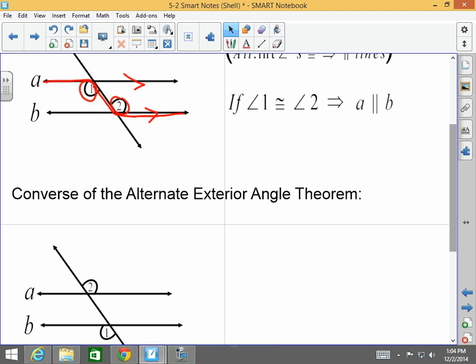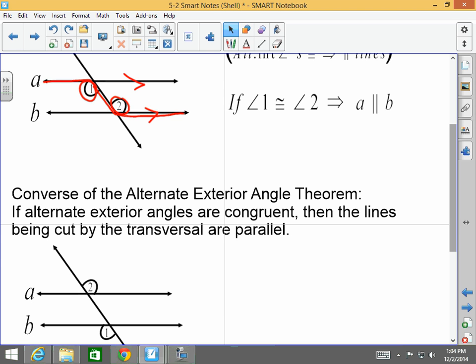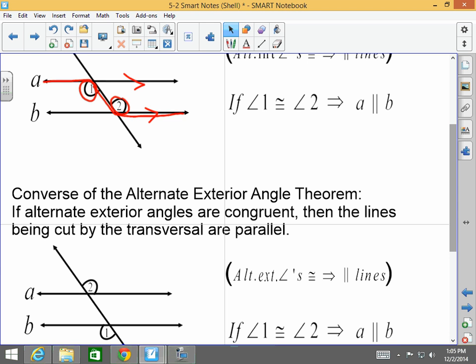Number 2, the converse of alternate exterior angles. Guess what? It's the same thing. If alternate exterior angles are congruent, then the lines being cut by the transversal are parallel. Short form, alt ext angles are congruent, then parallel lines. What am I talking about? If angle 1 is congruent to angle 2, then line A is parallel to line B.